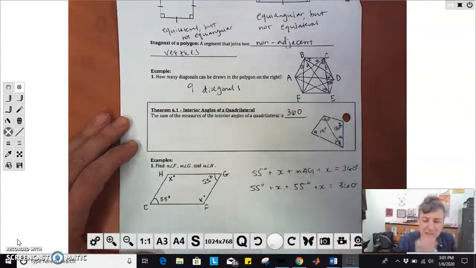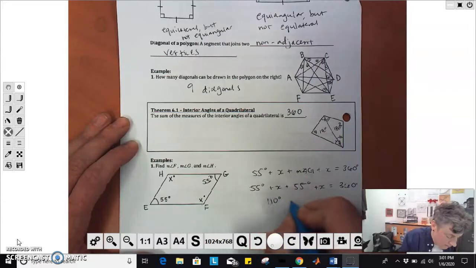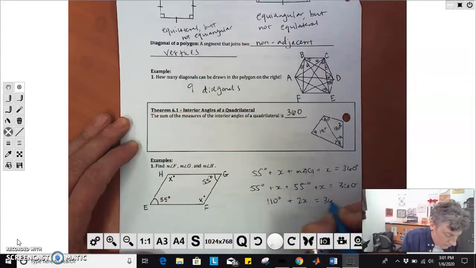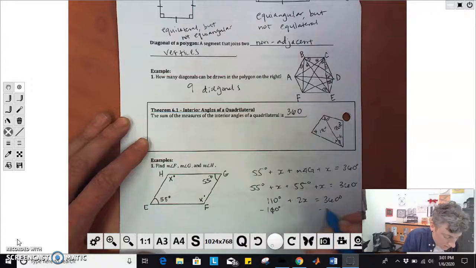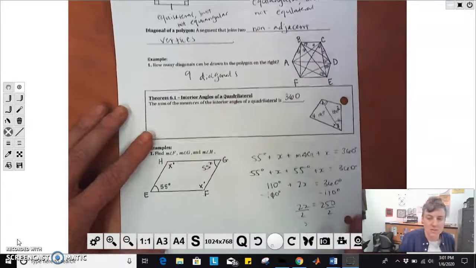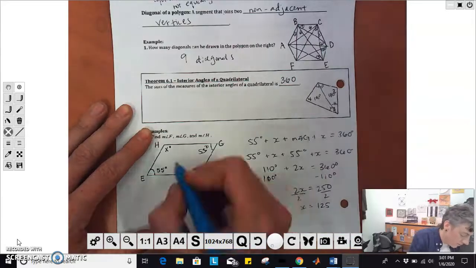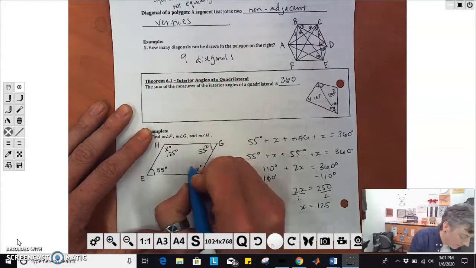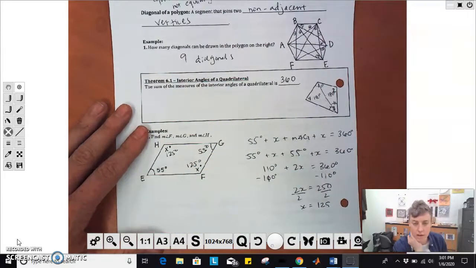So this simplifies to 55 plus 55, 110 plus 2x equals 360 degrees. All right, let's get that x by itself. Oops, not 100, 110. So let's minus 110 on both sides, and we get 2x equals 250, divided by 2. So what's x going to equal? X is going to equal 125. So that means these guys are each 125 degrees. And we found all the measures of the quadrilateral.